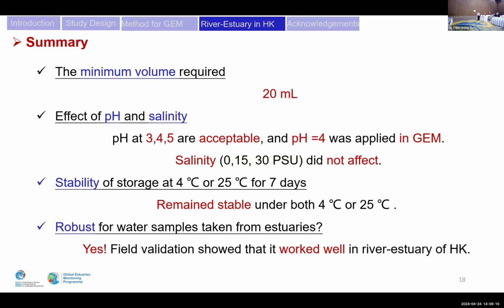We can also find that the stability of storage at 4 Celsius degree and 25 Celsius degree can remain stable. So the final question is, is it robust for water samples taken from estuaries? The answer is yes. And the field validation showed that it worked well in river estuaries of Hong Kong.